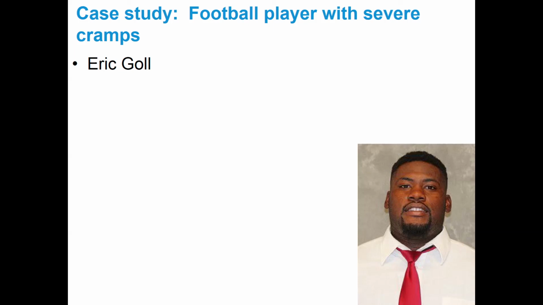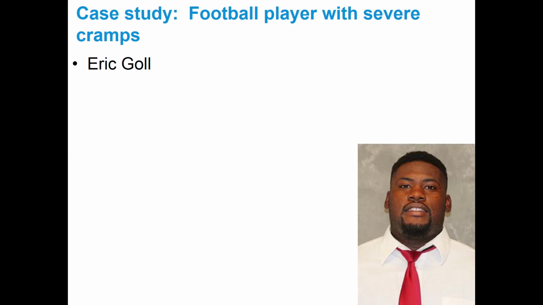It was his first day of football practice in August of 2016, and the temperature was in the high 80s, so it was warm, but not excessively so. About halfway through practice, Eric started complaining of really excessive fatigue and lots of cramping, particularly in his legs, and eventually he collapsed. He tried to fight through it as long as he could. Eventually he collapsed and was carried over to the sideline.